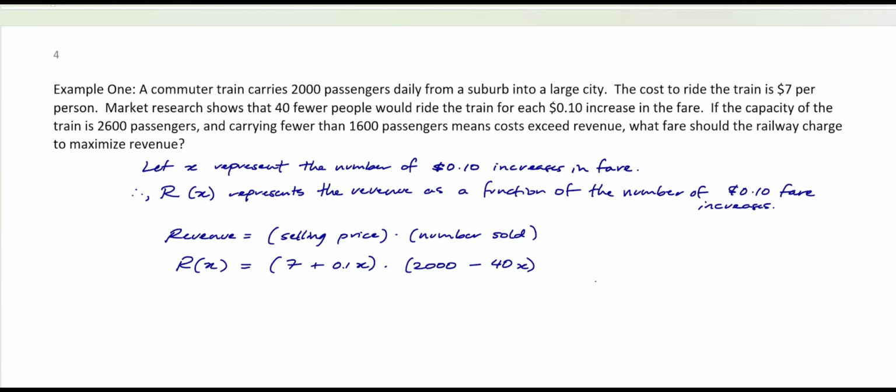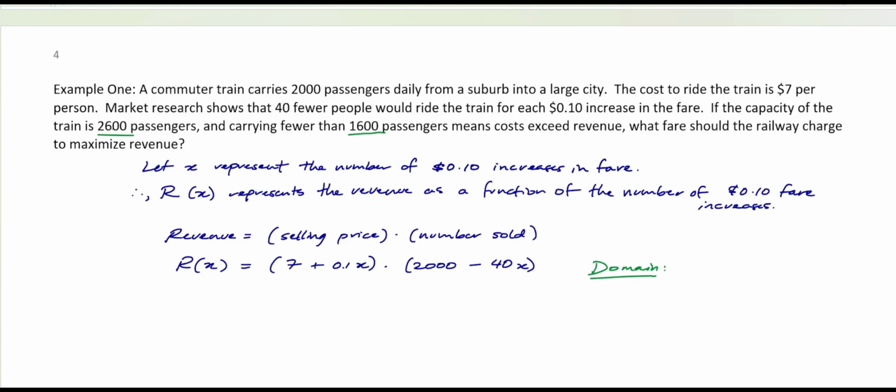Now, the other thing that we have to look at is our constraints, okay? And so we have to look at our domain. So I'm just going to do a little side note here in green. You might be thinking, what do you mean by domain? Well, what are we constrained by? It looks like the capacity of the train is 2,600 passengers, and I can't carry fewer than 1,600 because then cost will exceed the revenue. So that's going to put a restriction on how much I can change the price.